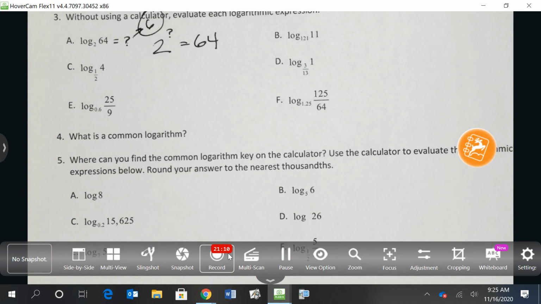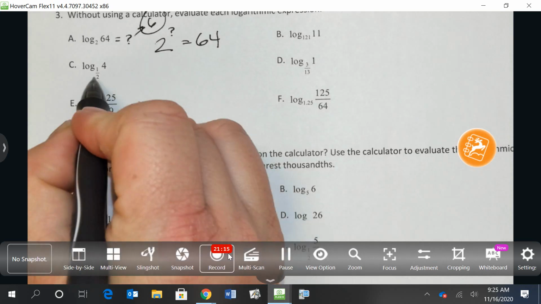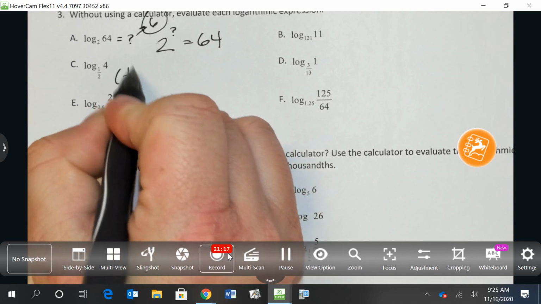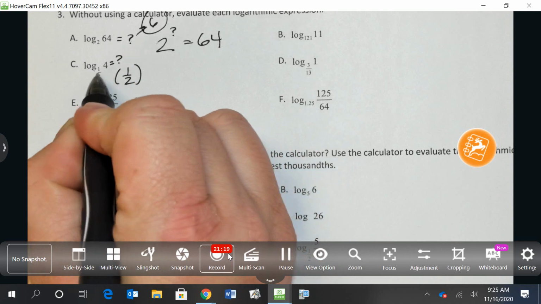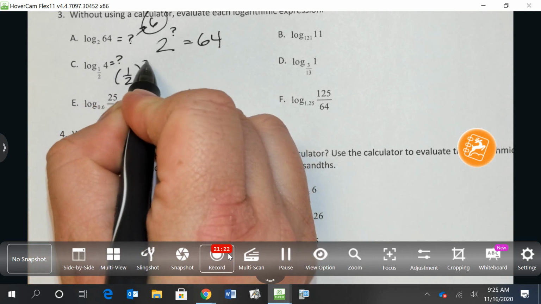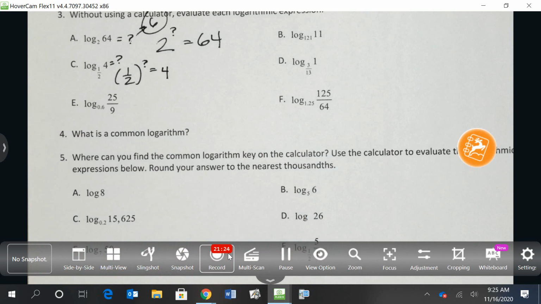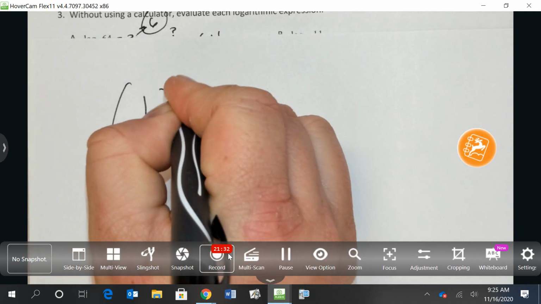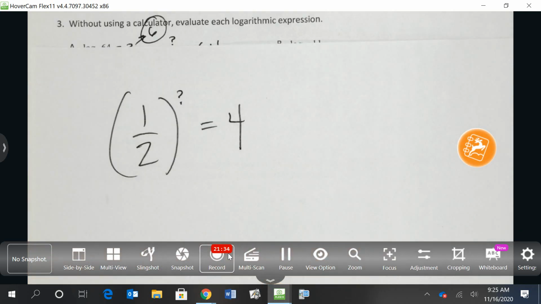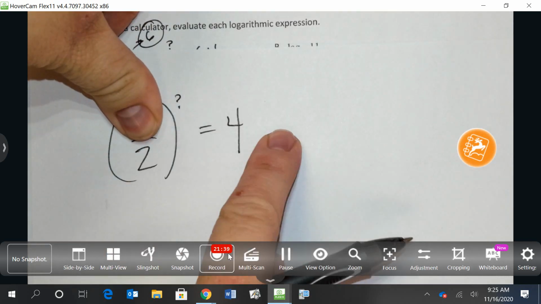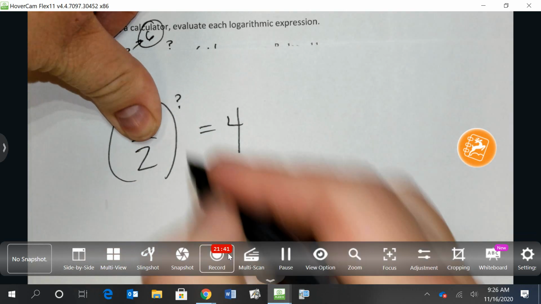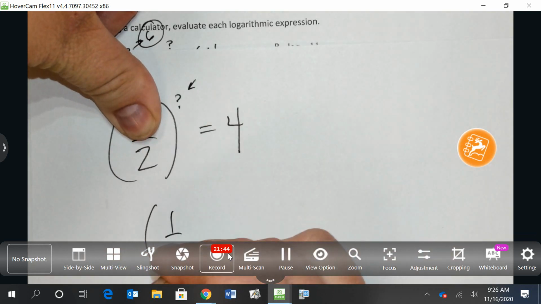I'm going to do one more, and then I'm going to go back to showing you how you can use Desmos as a way to do this. So here, I'm going to write 1 over 2. Okay, so base raised to the exponent, I don't know what the exponent is, equals 4. Now, this often causes problems for students. So the way I want you to think of this is that we're going to cover up the 1, and I'm just going to go 2 raised to the what is 4. 2 to the second is 4. So I know this should be a 2.